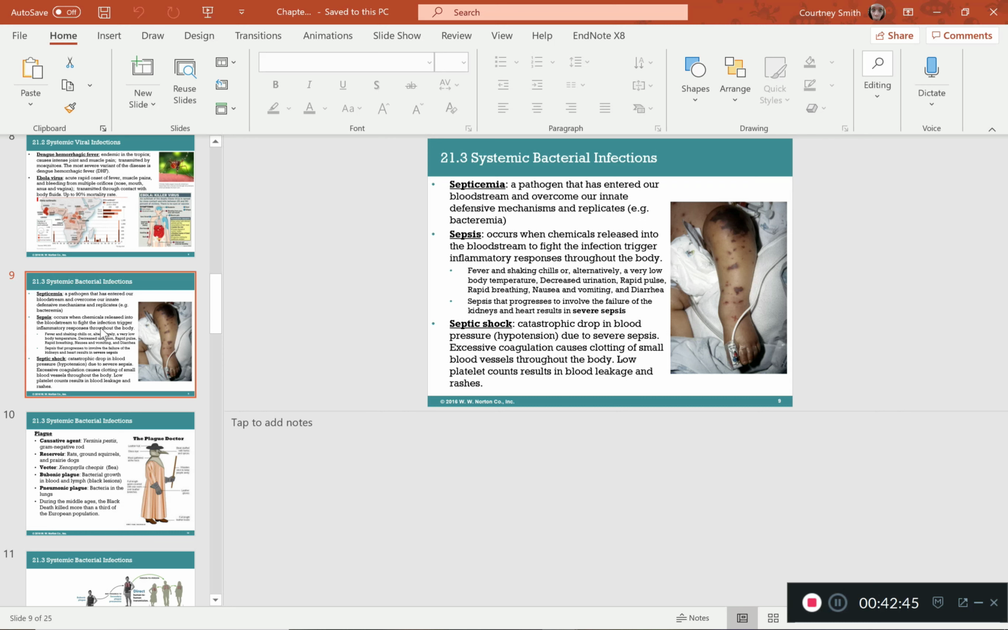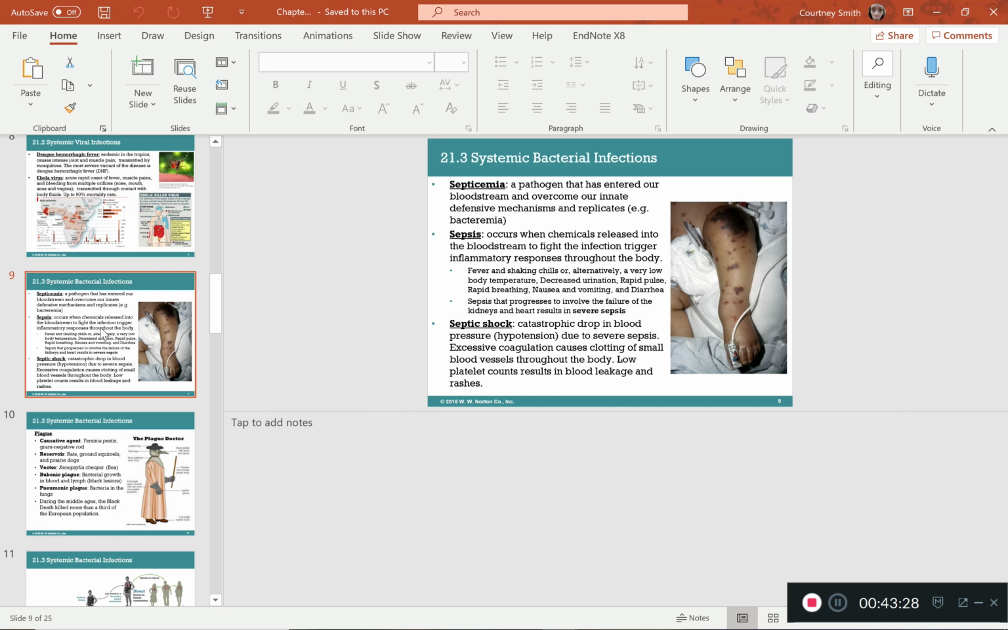Whereas sepsis, this is where a chemical is being released into the bloodstream to fight the infection and triggers inflammatory responses throughout the body. So this is where you'll get the fever, the chills. Sometimes you may even have the opposite effect: you'll have low body temperature. You may have decreased urination. You'll have rapid pulse, rapid breathing. And then if sepsis does continue to progress, you can go into something called severe sepsis, and this is where you'll actually have kidney failure and heart failure. So we don't want that.